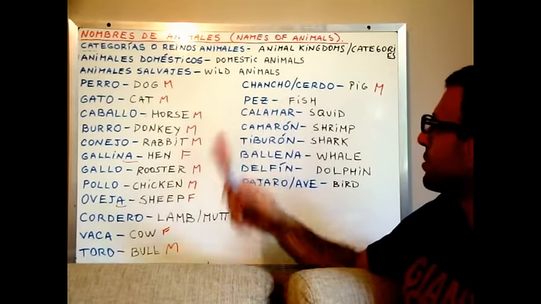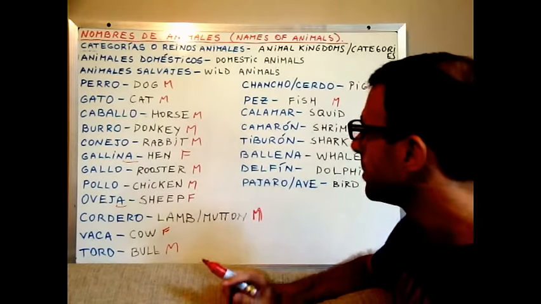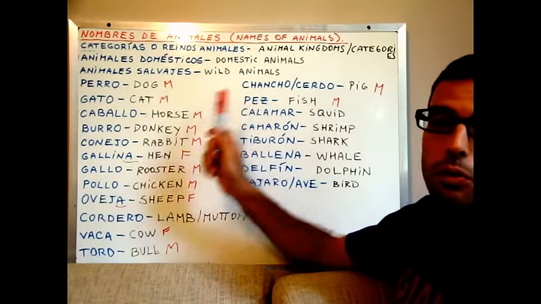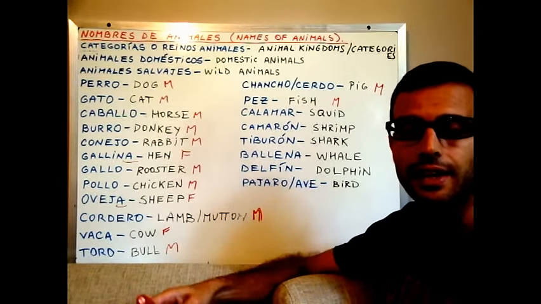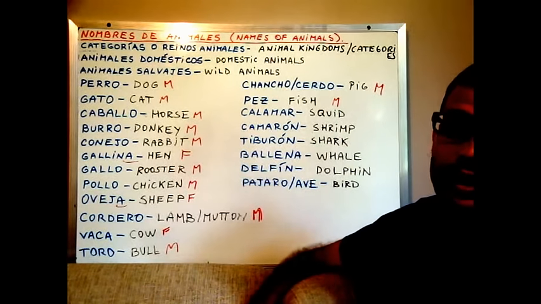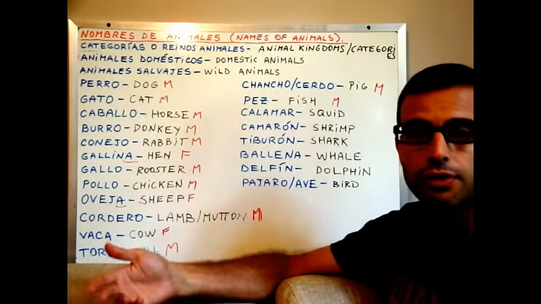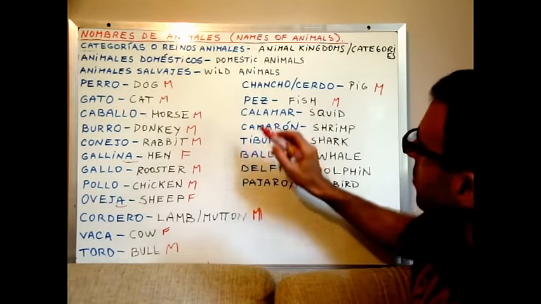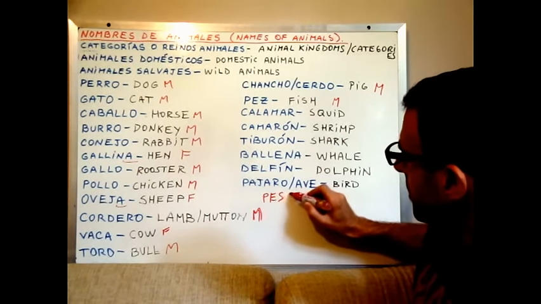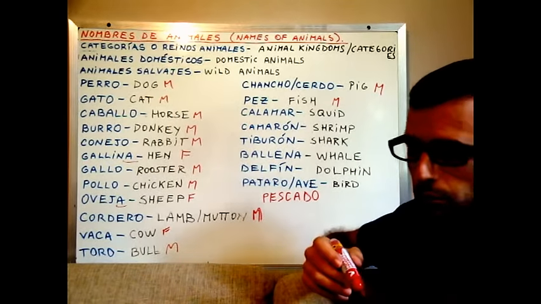Pez is a fish. El pez, it's a masculine. And pez, listen to this. Pez only refers to a living fish, okay? When the fish is dead, or when, for example, we are going to order some fish to eat, we don't say pez, we say pescado. Pescado. Okay, it's also a masculine word.